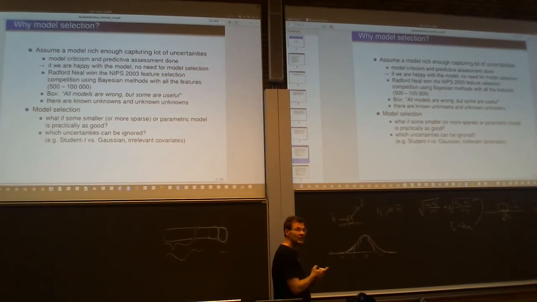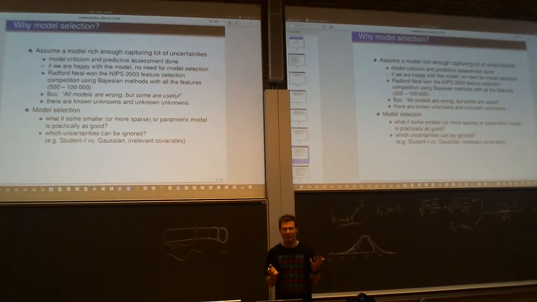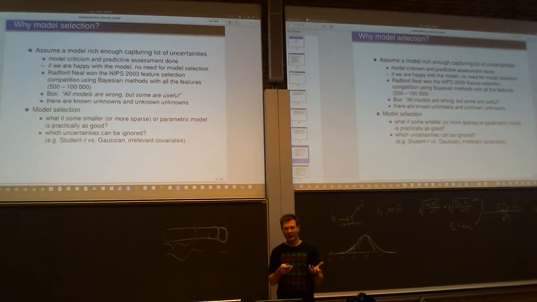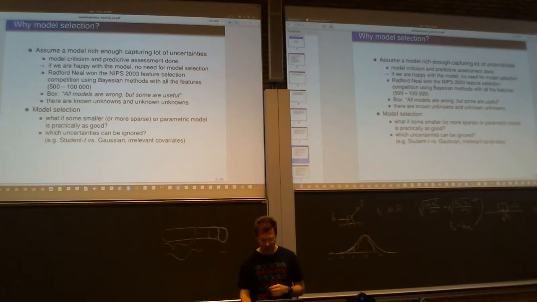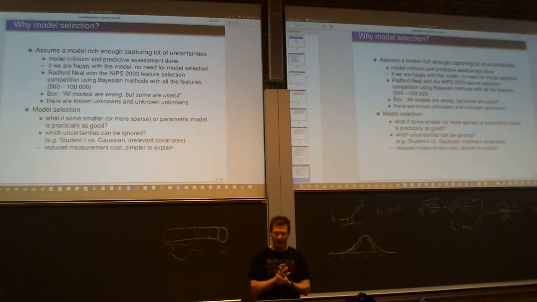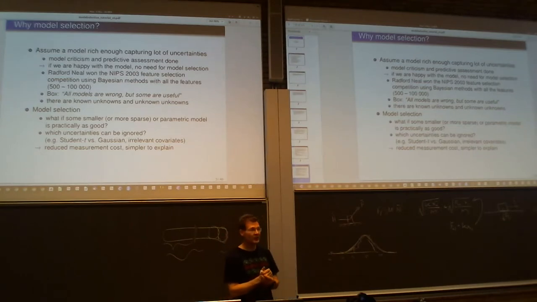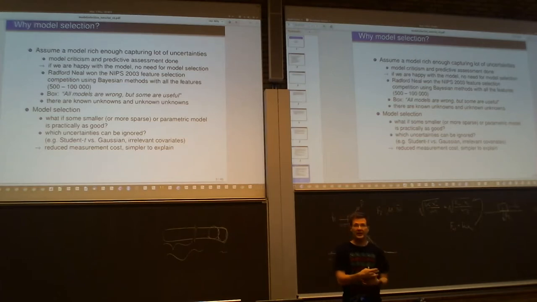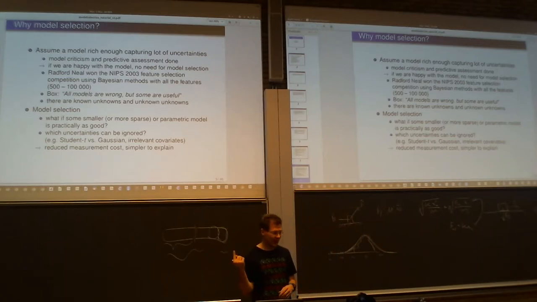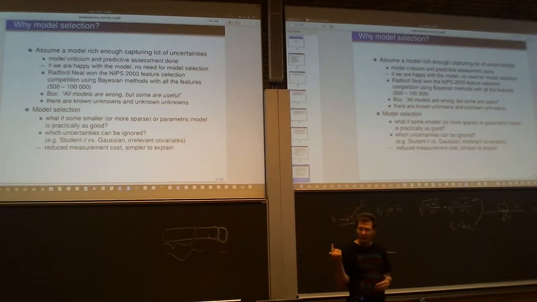So I think that the model selection should be done only if we can find some smaller model, or if we have used non-parametric models, if some parametric model is practically as good. And only if we can then ignore some of these uncertainties we had in this rich model. The reason why we might want to do this is that we have reduced measurement cost in the future. As soon as the patient comes in, what are the measurements we take to decide whether they need to be operated? In this case, the measurement cost might not be euros or crowns, but it could also be how much time it takes to make different measurements.